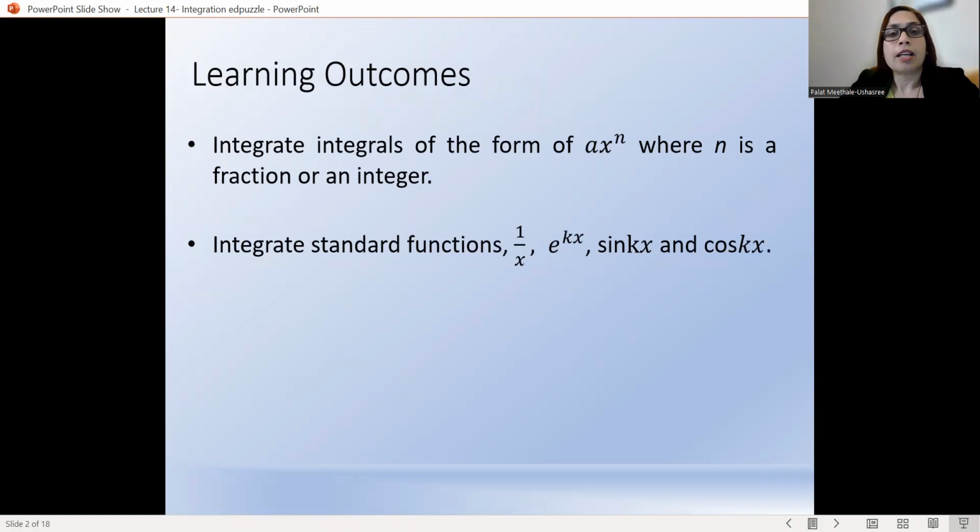You should also be able to integrate exponential functions and the trigonometric functions and a special case as shown here, and evaluate definite integrals. That is when you have to integrate within a given limit.